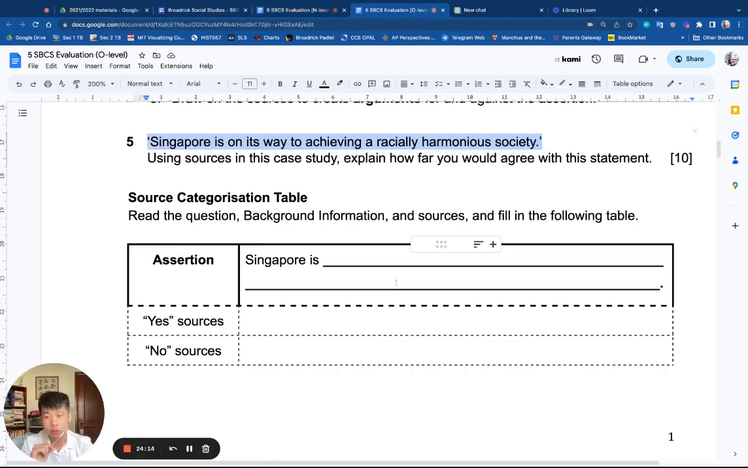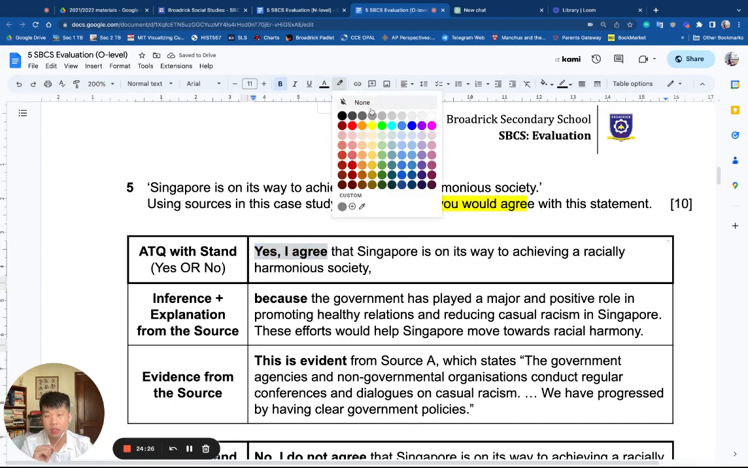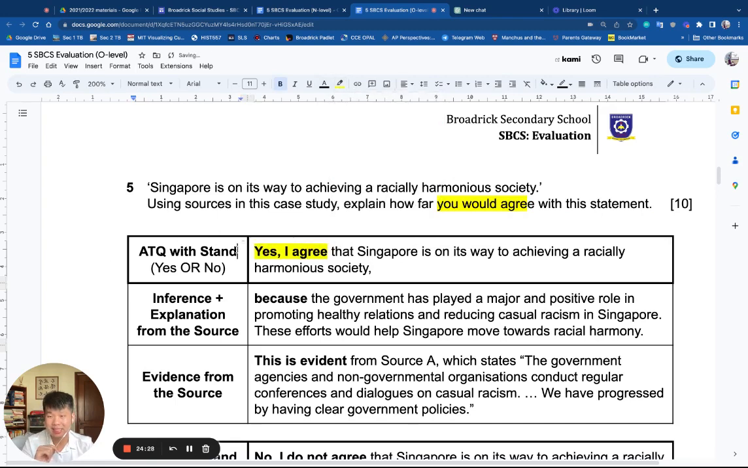If you were an O-level student, and this was the assertion, the command word is how far you would agree, and therefore my ATQ is yes, I agree. And this is the stand. I agree is my stand. Right? Yes, I agree. No, I do not agree. This is my ATQ and stand. Can you see that? I'm drawing on the sources.